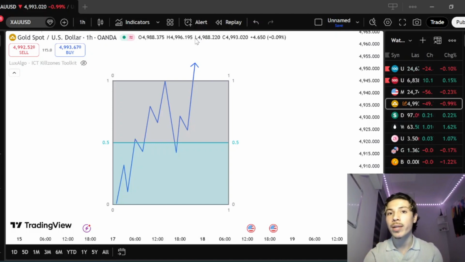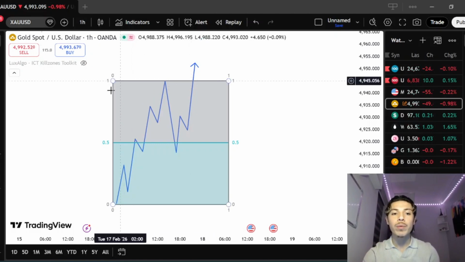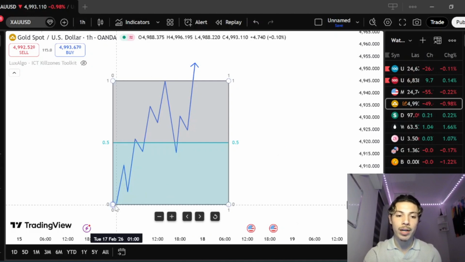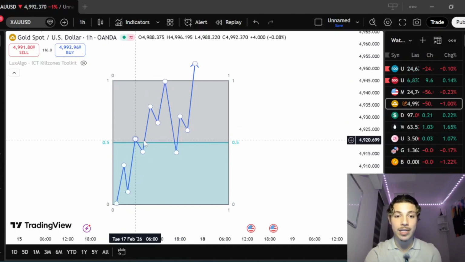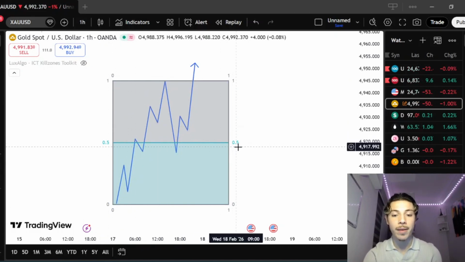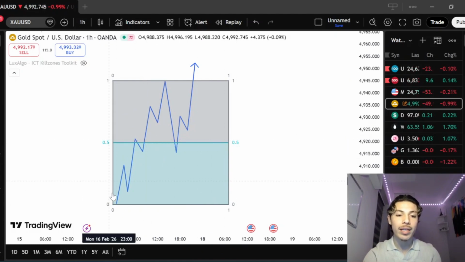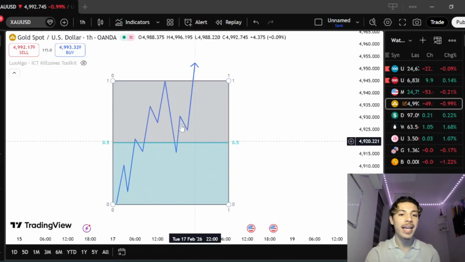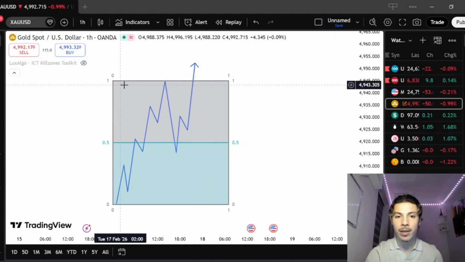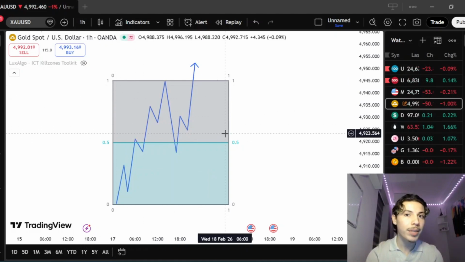Now, here is where equilibrium comes into play. When we mark out equilibrium, we mark it out from the swing low of the move to the swing high. And as you can see, it then creates this 0.5 region right here. This 0.5 region is a key region. Why? Anything below this, anything in this zone right here is what we call a discount. Anything above this zone right here is what we call a premium.